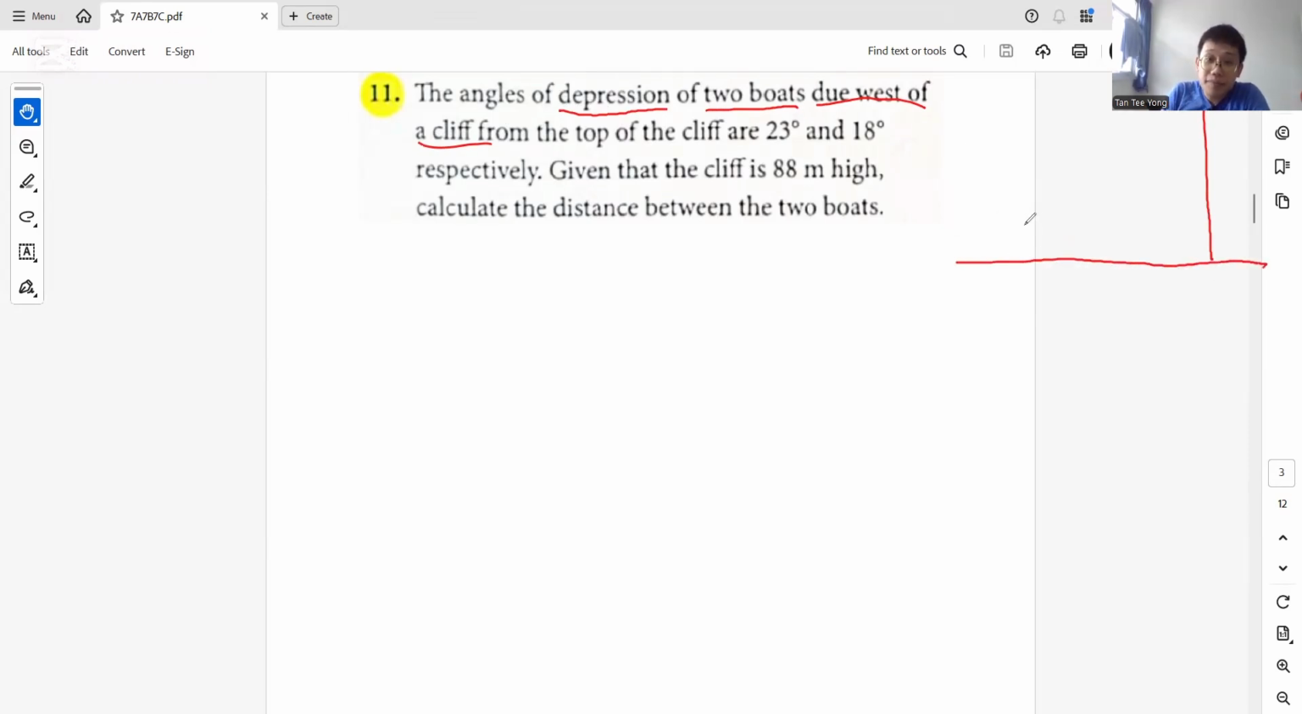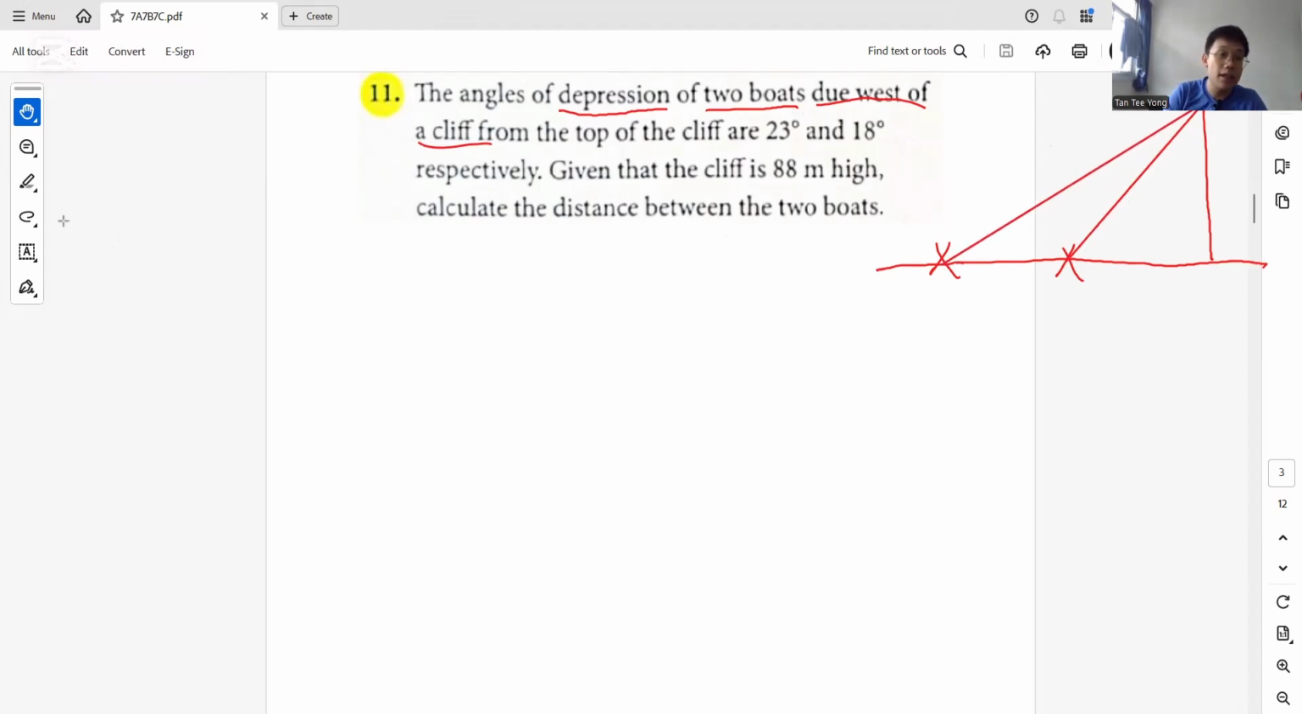And then from the top, right, it is 23. So they say the angle of depression from the top of the cliff, which is here, to the two boats are 23 degrees and 18 degrees respectively. So that means let's assume the boats are here and here. Let me use the line tool to draw a line. So this and this.